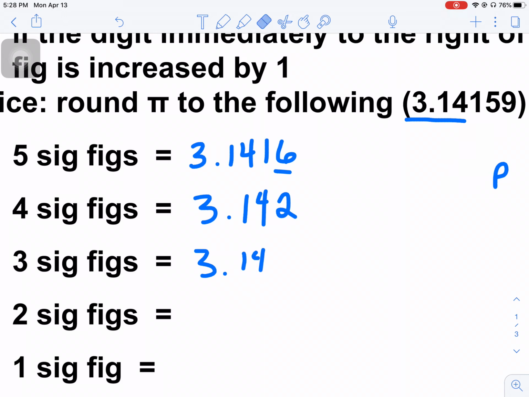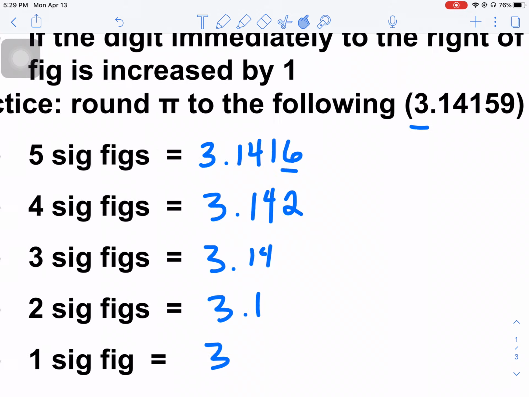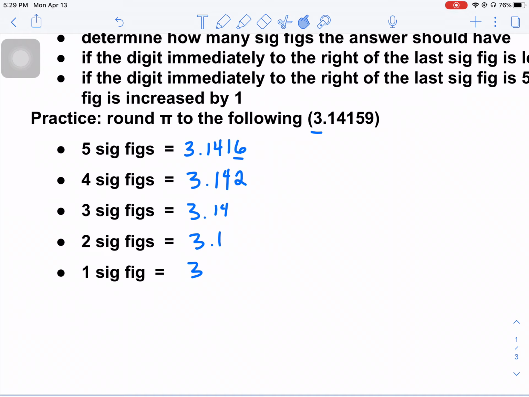All right, let's do another example here. Let's do it to 2 sig figs. I can keep the 3, I can keep the 1. If a 1 is followed by a 4, we can just drop the 4. And for my final example, if I wanted to round it to 1 sig fig, I would just call this 3. So what we did is we rounded pi to 5 sig figs, 4 sig figs, 3, 2, and 1 sig figs. All right, you guys are going to have to do that in your homework.